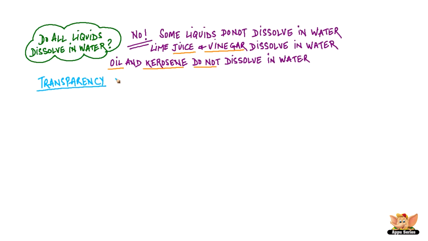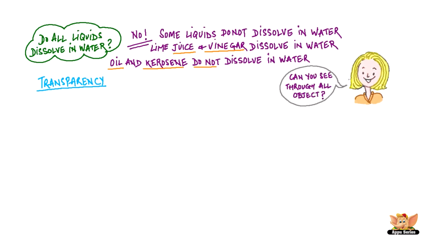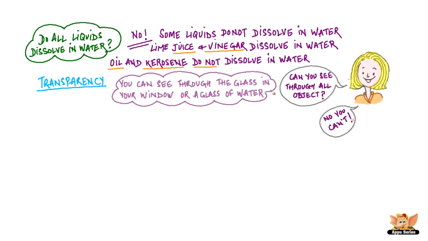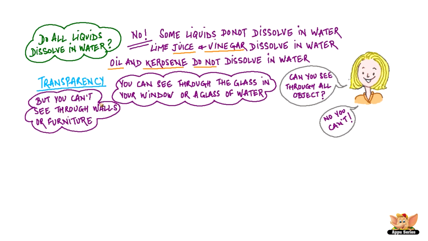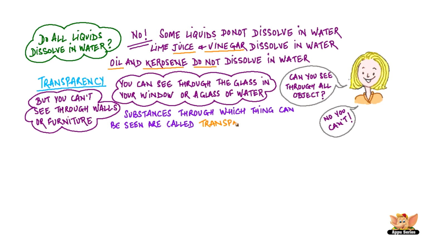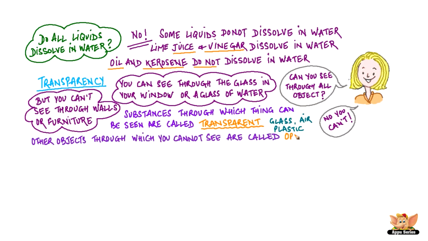Transparency. Look at different objects around you. Can you see through all objects? No, you can't. You can see through the glass in your window or a glass of water, but you cannot see through walls or furniture. Substances through which things can be seen are called transparent. For example, glass, air, plastic. Other objects through which you cannot see are called opaque. For example, wall, wood, metal, etc.